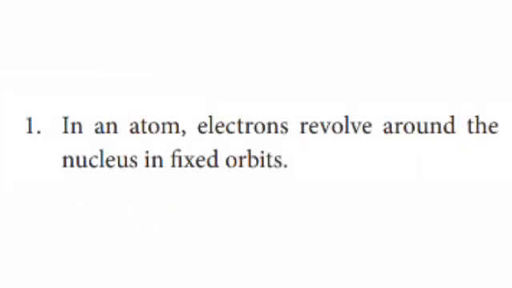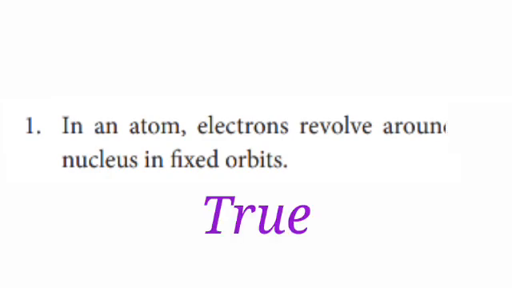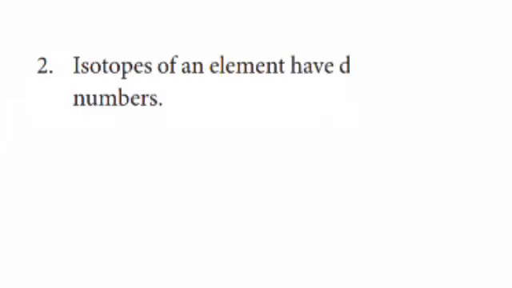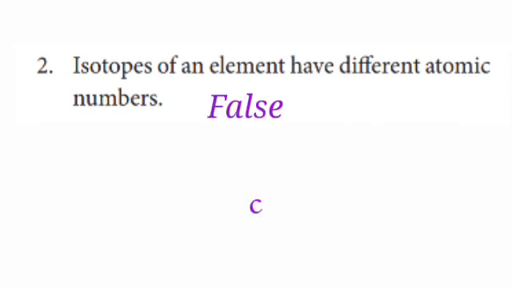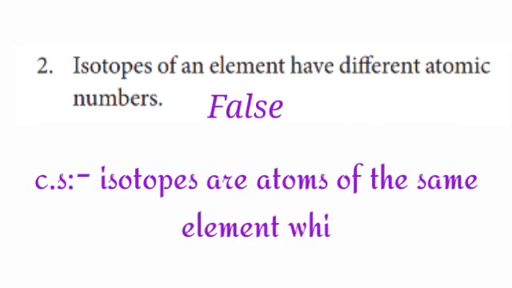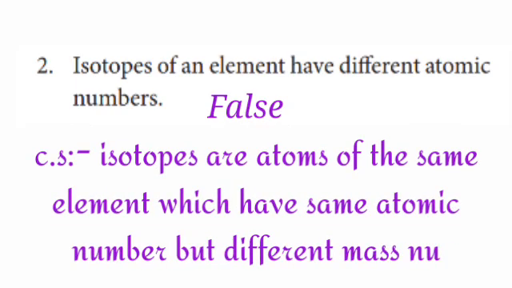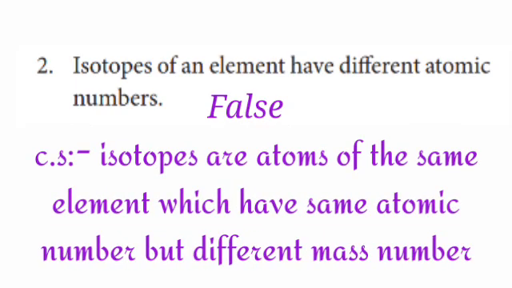Next, true or false. Question number 1. In an atom, electrons revolve around the nucleus in fixed orbits. The answer is true. Question number 2. Isotopes of an element have different atomic numbers. The answer is false, because isotopes are atoms of the same element which have the same atomic number but different mass numbers.